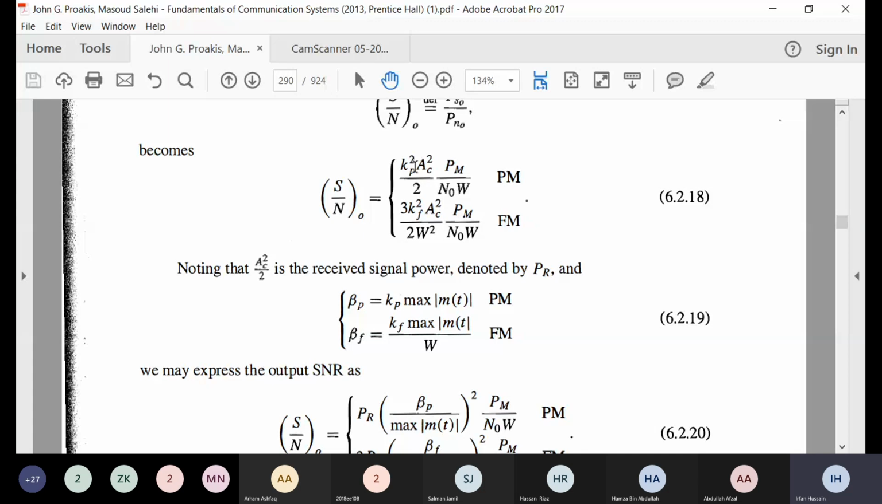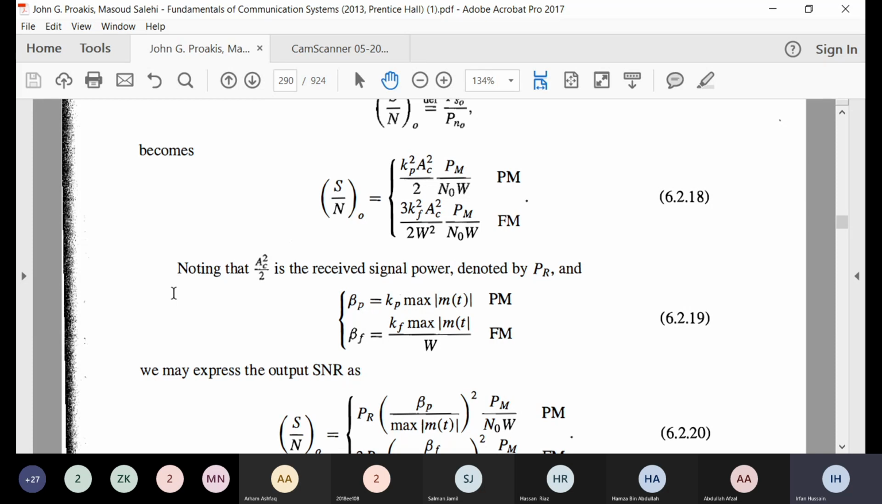Now we can see that AC square is the received signal power. We can denote this by PR. So in all the AM modulations, first we found the signal to noise ratio at the output of the receiver. Then we represented the same signal to noise ratio in terms of the received signal's power, where the received power represented the signal at the input to the receiver. Remember, this is S over N at the output of the receiver, but we just represent this signal to noise ratio in terms of the power received at the input to the receiver, so that you can compare various modulation techniques in terms of the received power signals.